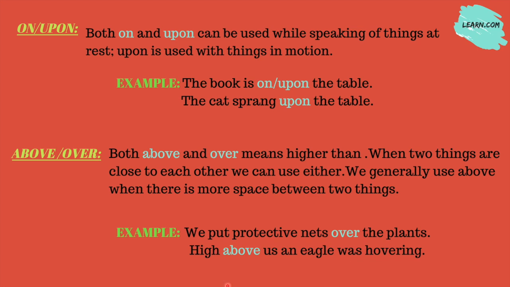Now here we cannot say over. "High over us an eagle was hovering" would be wrong, because the distance between the two things is more. So whenever the distance is less, we can use either of them. Both will do, over and above. But when the distance is more, large, then we have to use above. Hope you understood this small difference. Let's move on to the next slide.